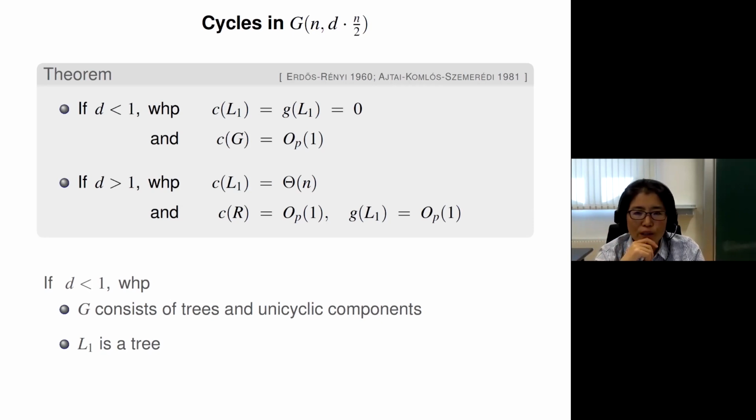What is well known is the following. The first result is nearly a consequence of the well-known result by Erdős–Rényi, namely, when the average degree is smaller than 1, with high probability, the graph G, which is G(n, dn/2) when the average degree is d, the Erdős–Rényi random graph, consists of trees and unicyclic components. Furthermore, the largest component is a tree, not a unicyclic component, of order log n.